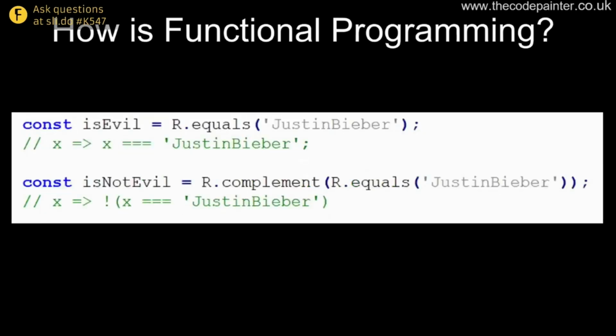But if we want to find out if it is not that, if we want to reverse the logic of that function, then r.complement is what we would use. So r.complement takes a function that returns Boolean, and then it gives you back another function, but one which does the opposite of that. So this r.equals checks whether we are equal to Justin Bieber. The r.complement of that checks that we are not equal. So it is not x triple equal to Justin Bieber. Easy.